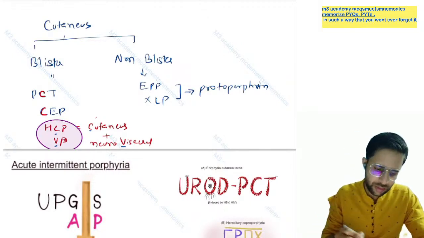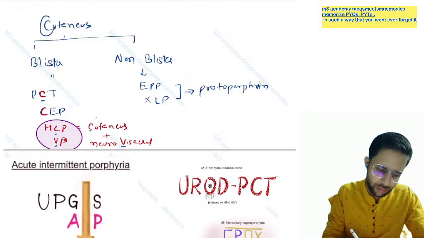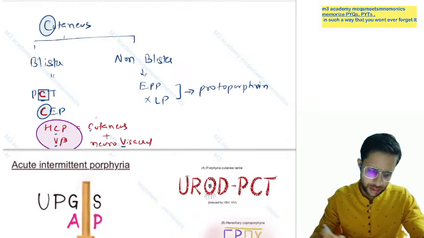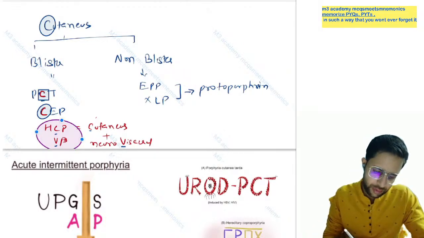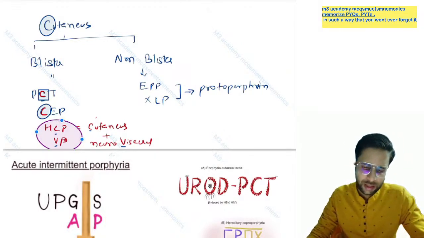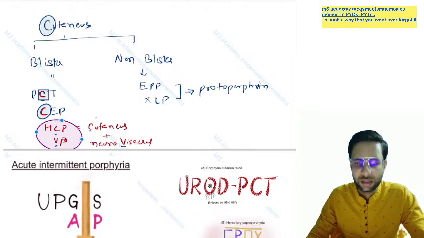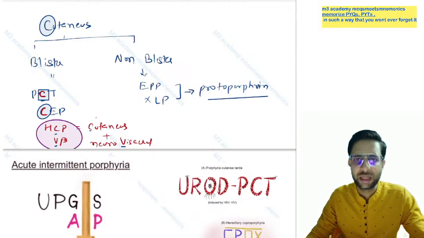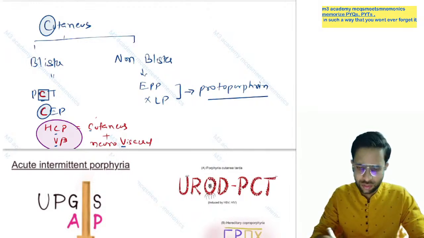So what comes under blistering? The ones with a C, C for cutaneous. So you can remember C for cutaneous and C for porphyria cutanea tarda. Yes, CEP, HCP and variegate porphyria. And the non-blistering porphyrias contain protoporphyrin in the name. Protoporphyrin: EPP and XLP, these two come under it.